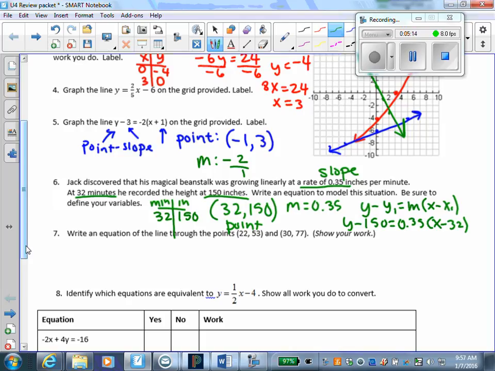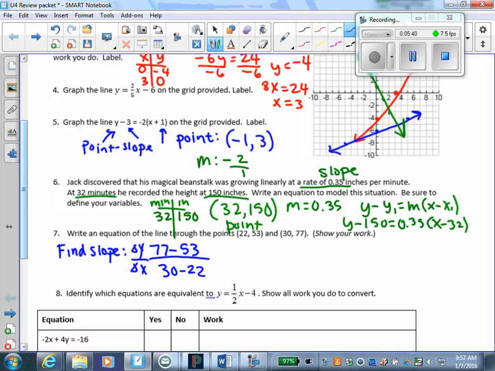Number 7, write an equation of the line through the points (22, 53) and (30, 77). Okay, the first thing I have to do to be able to write an equation is I have to find the slope. And so for that we use the slope formula. So I'm going to do 77 minus 53. That's my change in y. And I'm going to do that over my change in x, which was 30 minus 22.